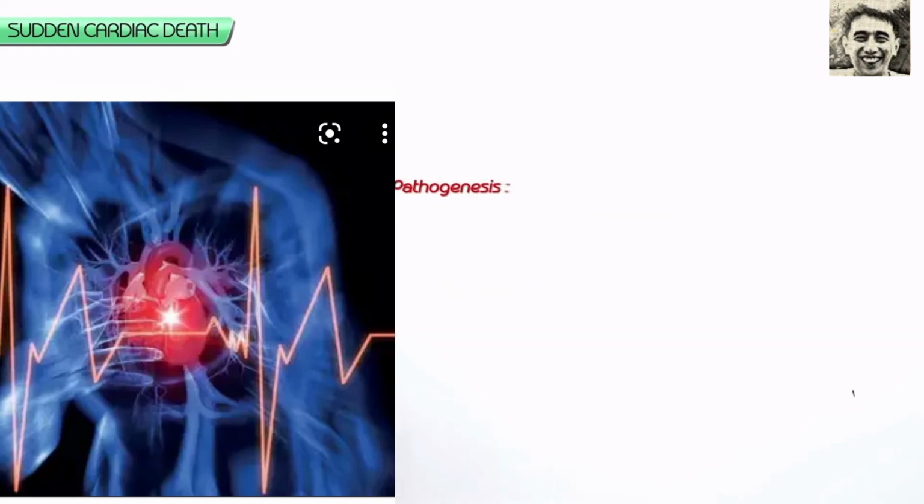And what is the pathogenesis behind sudden cardiac death in adults? More commonly, sudden cardiac death in ischemic heart disease may be because of a lethal arrhythmia, which is responsible in the majority of cases. And this lethal arrhythmia may be because of ventricular fibrillation. So remember that ventricular fibrillation is considered to be the most common arrhythmia responsible for sudden cardiac death in the vast majority of cases.